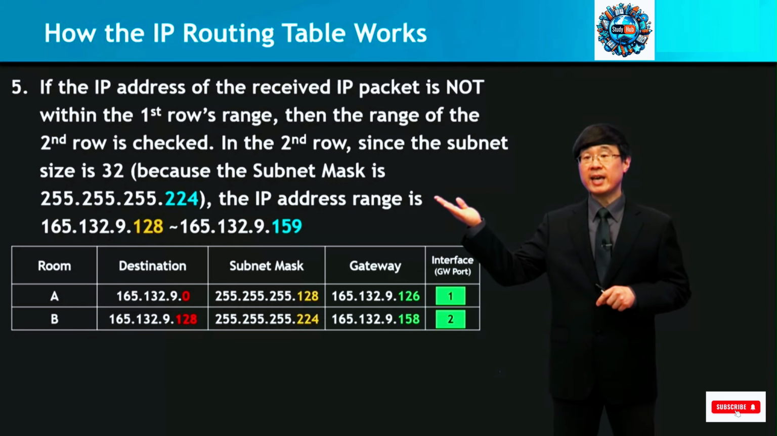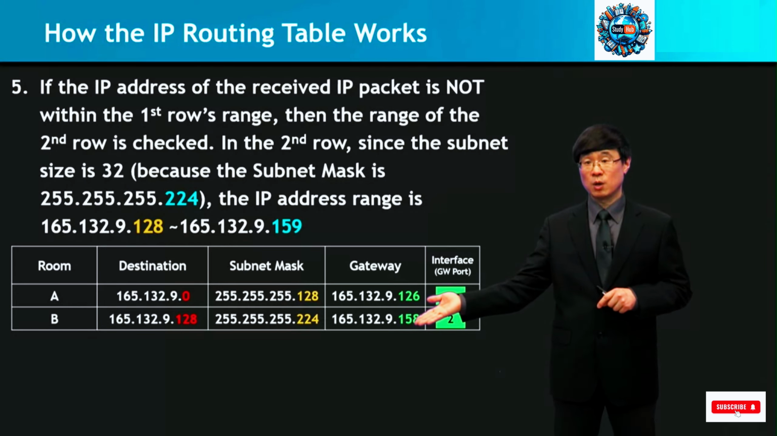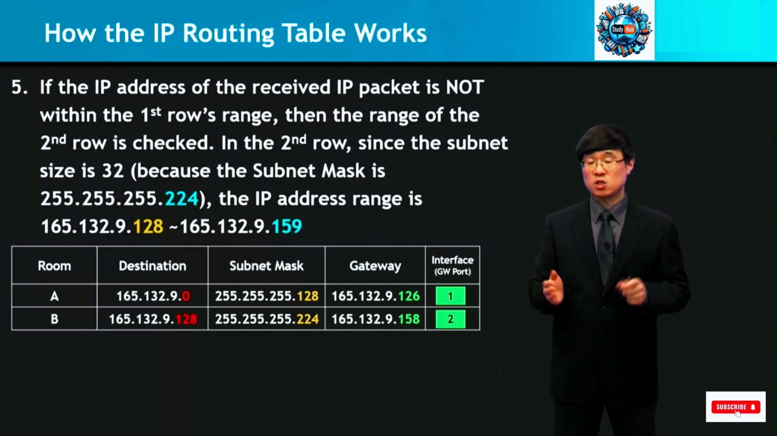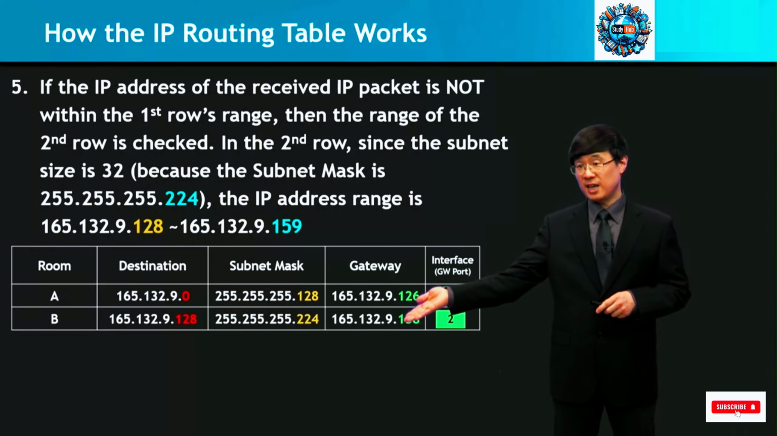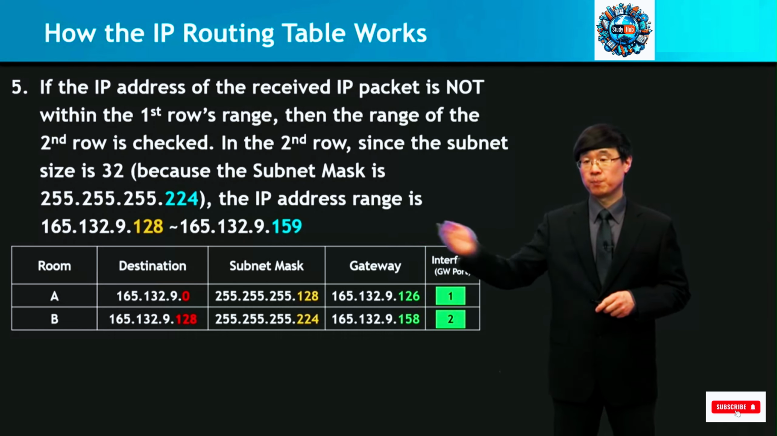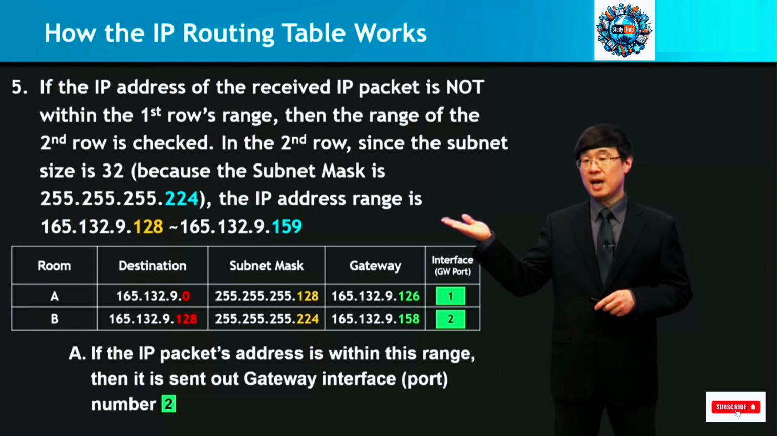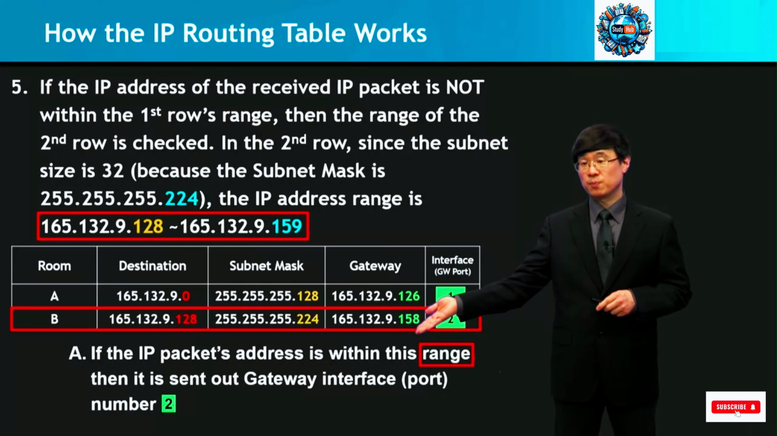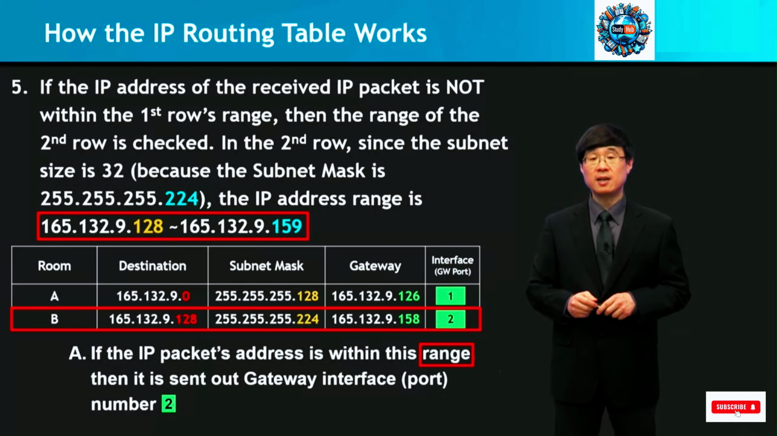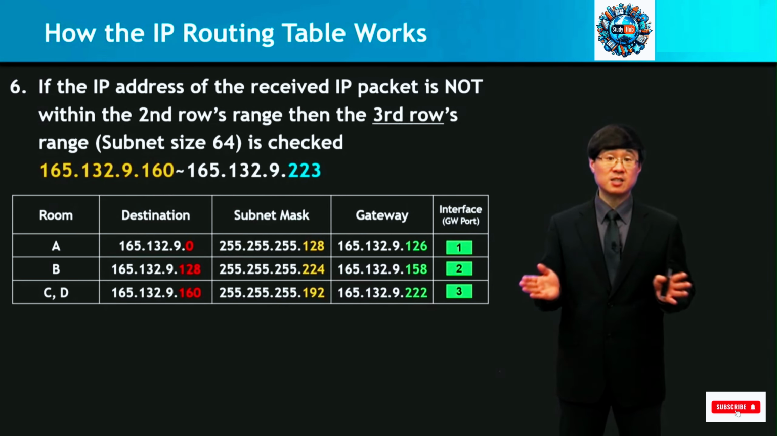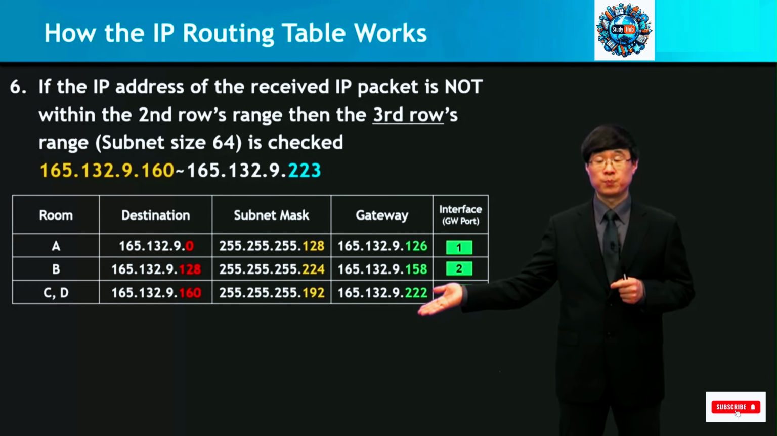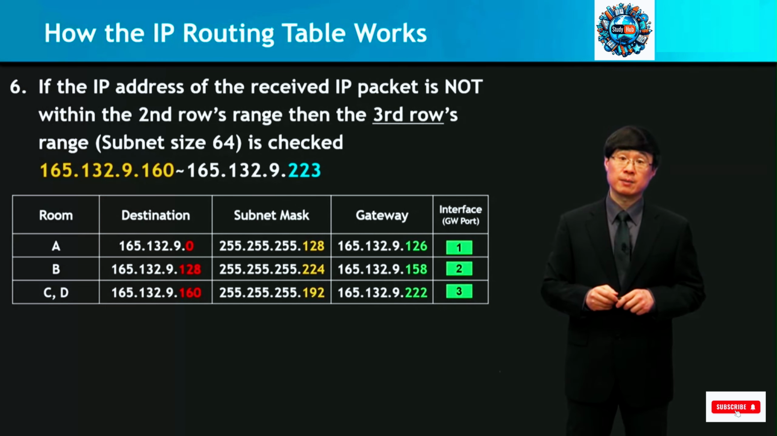Then the second row will be checked right here. And this has a range based upon its network destination and subnet mask. The IP address range will be right here. If the IP packet's destination address is within this range, then it will be sent out the gateway interface port number 2. However, if this doesn't match, then we go down to the next row. And that's for room C being checked.